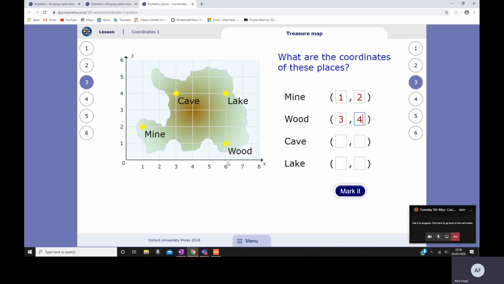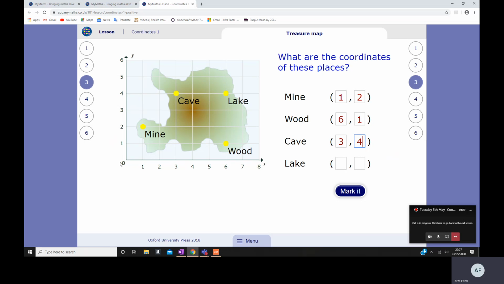Along the corridor, 6, up, 1. So I made a silly mistake because I've gone straight for the cave. I've just looked at a dot. I haven't exactly looked at the word. So if I look at wood again, wood is there. Along the corridor, it's 6. Up the stairs, it's 1. So I need to correct that. See, even teachers make silly mistakes sometimes. Cave, 3 across, 4 up. We did that one.